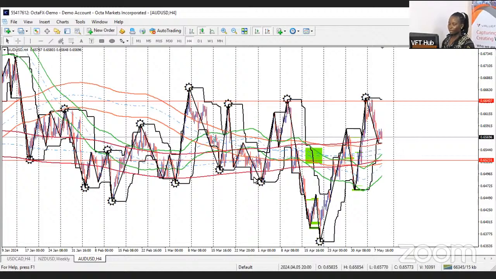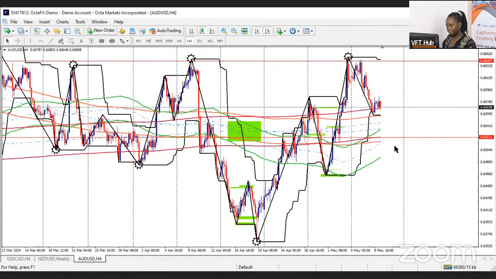Sold all the way into the 4-hour trend. However, my bias is still very much to the downside on AUD/USD. In as much as it has achieved our first target, I still think there's more downside liquidity for AUD/USD to go on top, right? So where do I think AUD/USD is going to sell into?